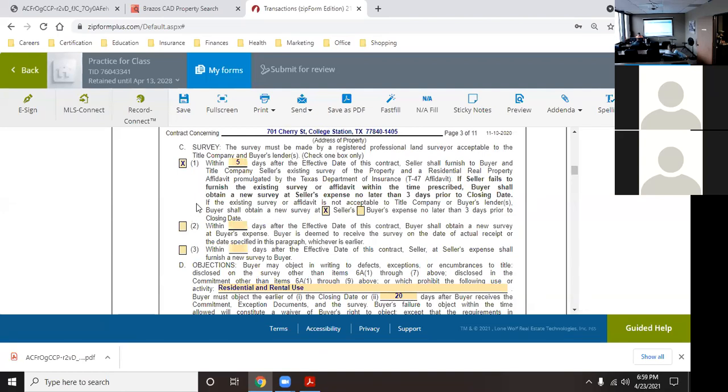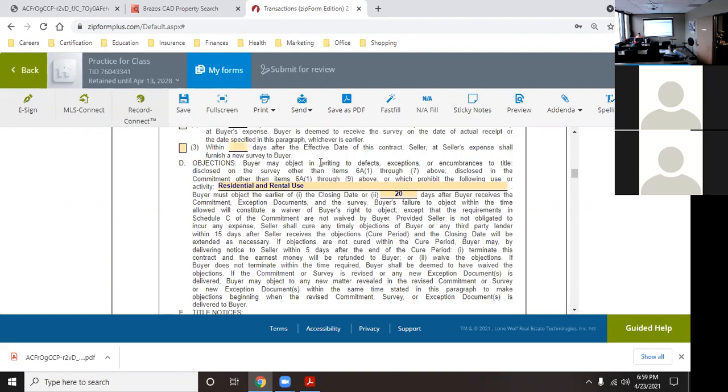And again, like we talked about yesterday, this right here is usually the buyer's expense, because if I'm buying a property and my lender does not accept the survey, that's on me, not on the seller. That's not his fault. That's me for having a lender that's not going to accept it. So it's usually me that'll pay for it. But again, as a buyer's agent, I want the seller to pay for it because I don't want my client to pay for anything.